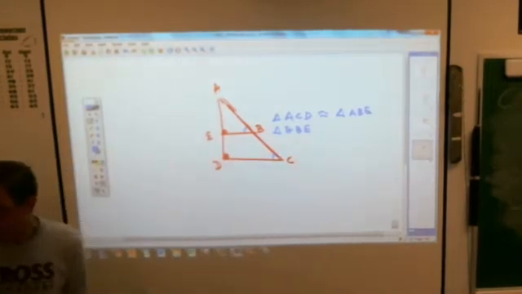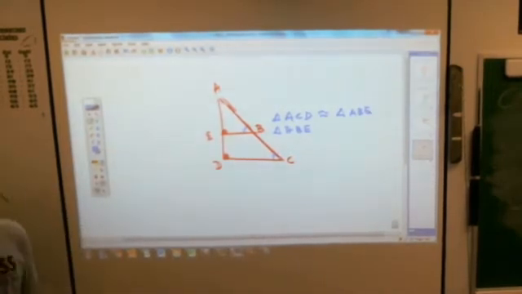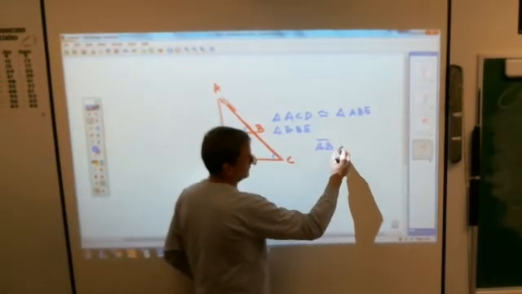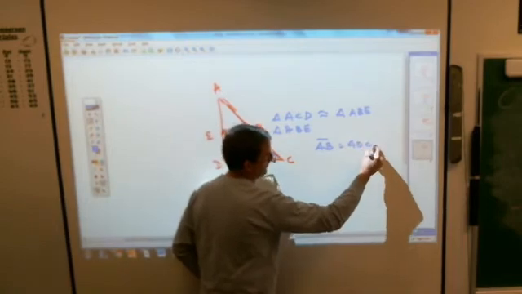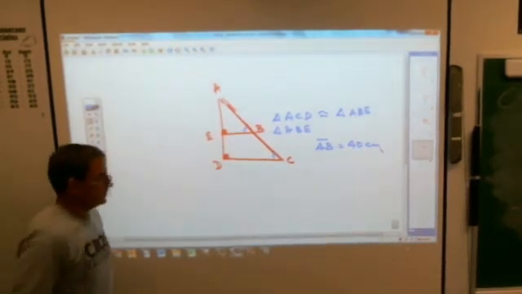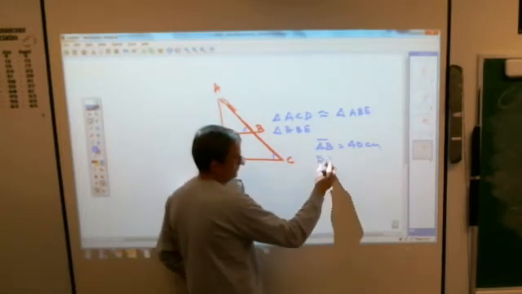So here's what the book says. It says AB is 40 centimeters. Segment AB is 40 centimeters. Side DC is 30 centimeters.